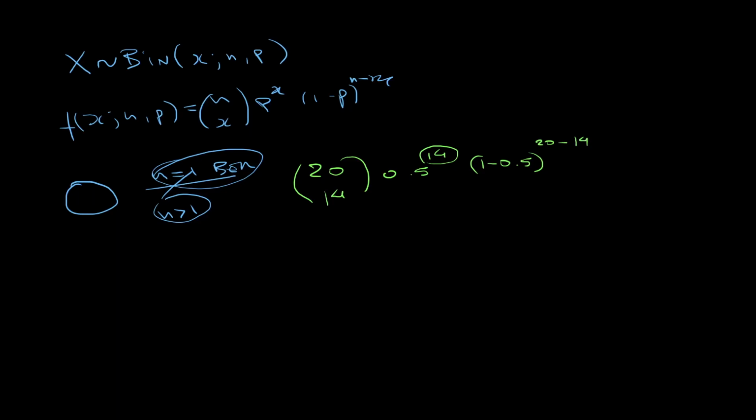In our specific case, if you do the math, it's 0.1762. So if you flip a coin 20 times, you have a 17.62% chance of obtaining heads exactly 14 times.